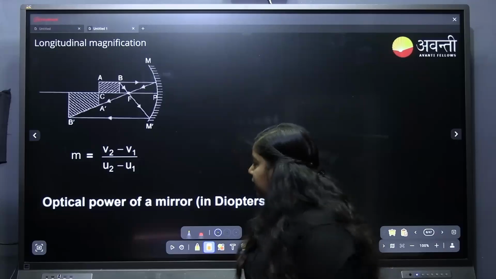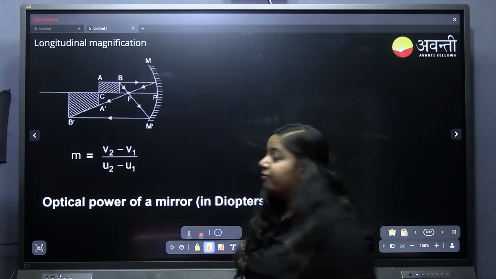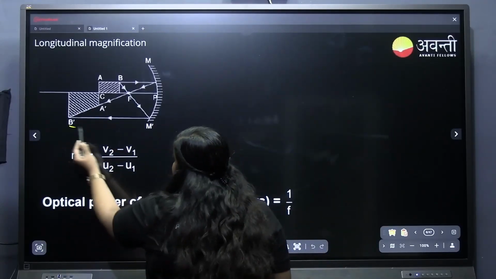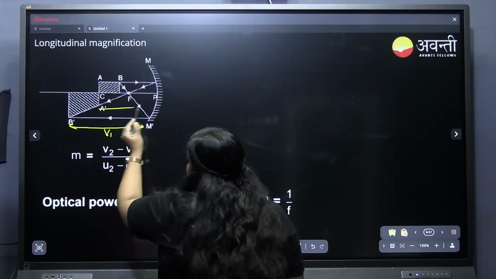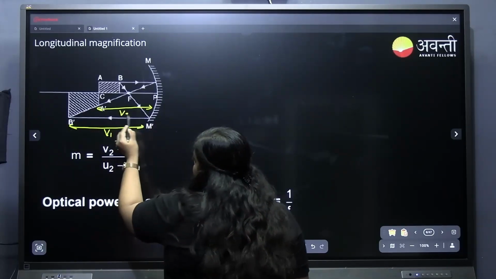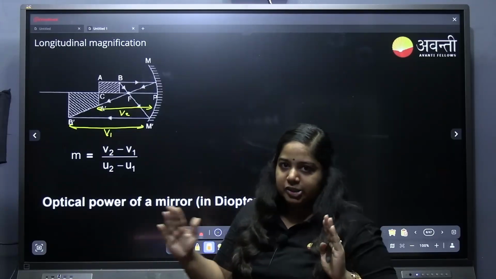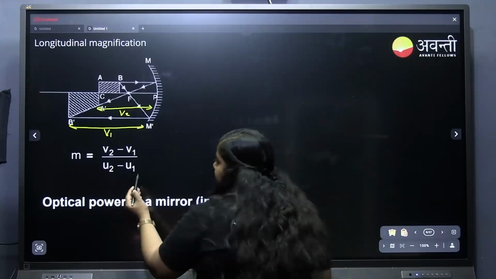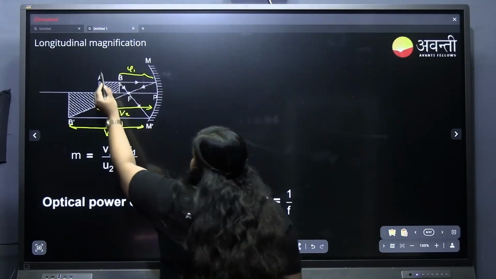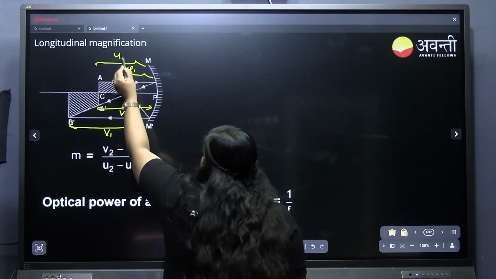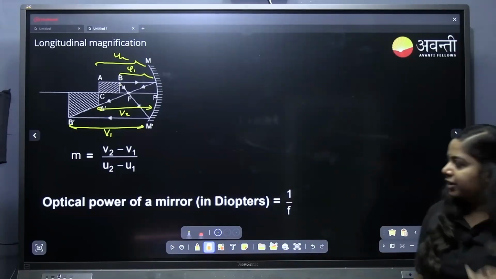For finding this magnification, we will take v2 minus v1. This distance is v1, this distance is v2. So v2 minus v1, the image of the first side and image of the second side, divided by u2 minus u1. This is u1 and this is u2. Based on this we will get longitudinal magnification.